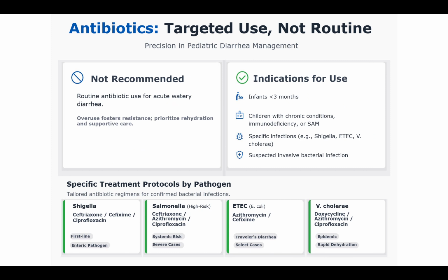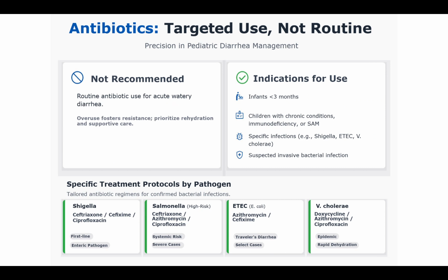These include infants under 3 months of age who are more vulnerable to severe infection, children with underlying chronic conditions such as immunodeficiency or severe acute malnutrition, confirmed or highly suspected bacterial infections like Shigella, enterotoxigenic E. coli, Vibrio cholerae, and Yersinia enterocolitica, and any signs of invasive bacterial infection.